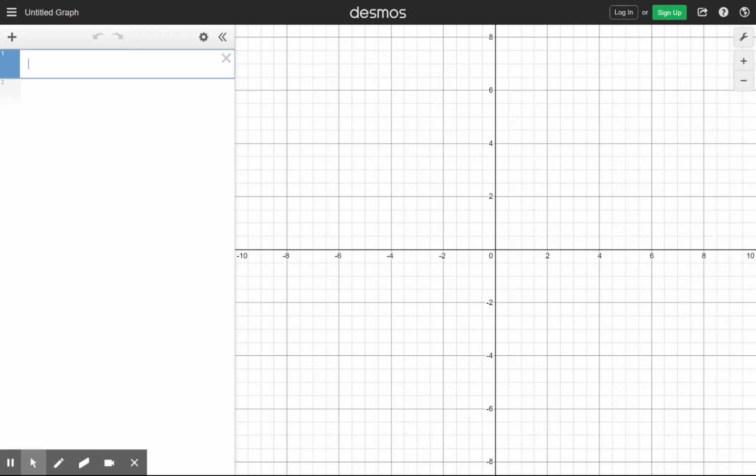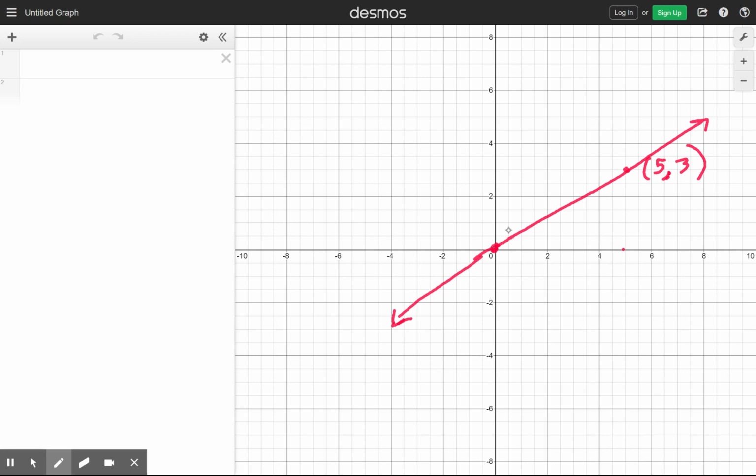All right. Well, we're going to start with a problem where you're supposed to find the slope of the line and interpret what that slope means. So we've got a line that goes through 0, 0, and it goes through 5, 3. All right, so given this picture, we're supposed to first of all find the slope of the line.